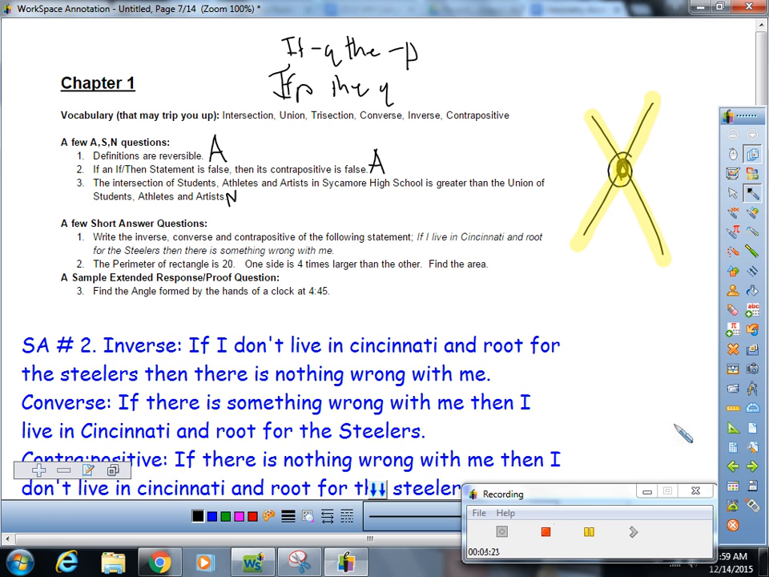Okay. Good. Ready? So now just talk us through. We're going to do this on the next page. Okay, we didn't do the perimeter one yet.